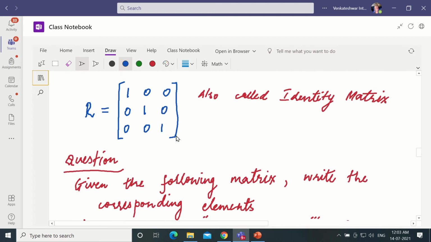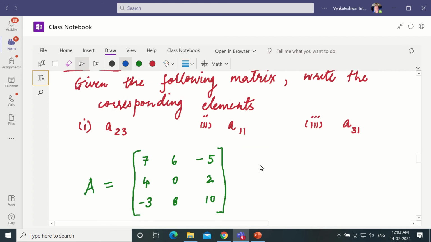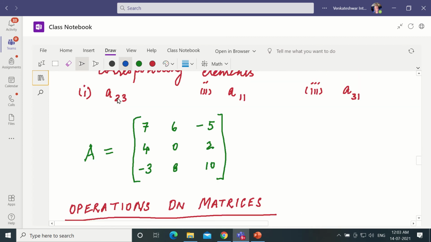So let's do a question. I have the matrix here, and you have to tell me the corresponding elements, that is a23, a11, and a31. Let us find out these elements. So a23 would be second row and third column. So this is the second row and the third column is this. So this is the element 2. a11 would be the first row and the first column. So 7 is a11, and a31 again is third row and the first column, so -3 is a31. So this is quite simple.